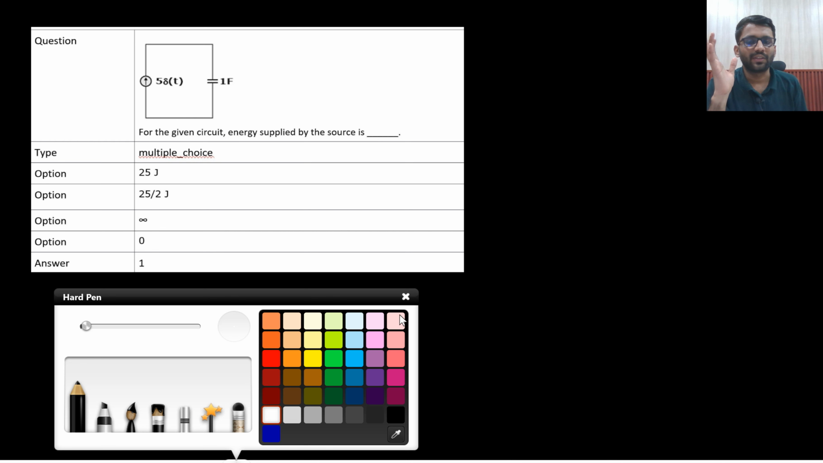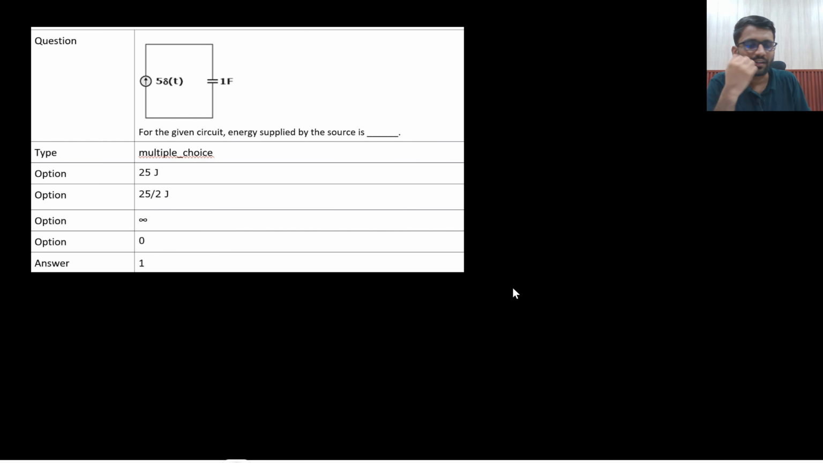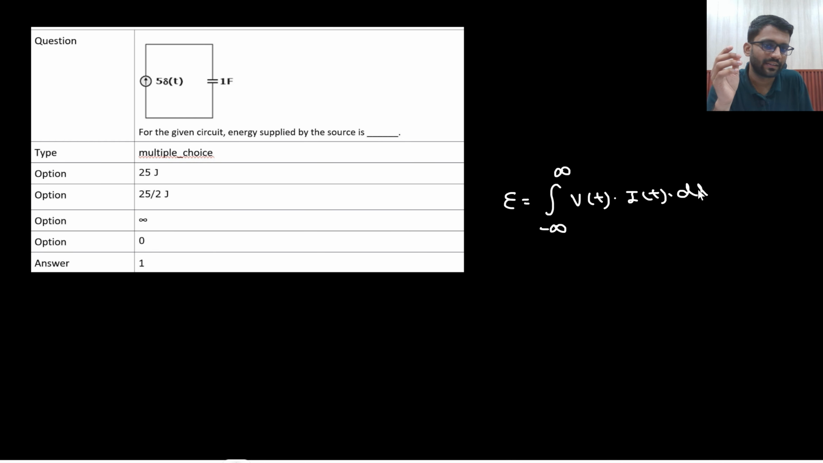Energy supplied, you need to find. A lot of questions will be there on energy supplied. So whenever they ask you energy supplied, this is the first thing you will do. No formula you will apply. This is just the first statement you will write. Energy is equal to integral from minus infinity to infinity of power dt. And what is power? Power is voltage into current. That's it. Now what they are asking, energy supplied by the source. So you know the current from the source. You just need to find the voltage.